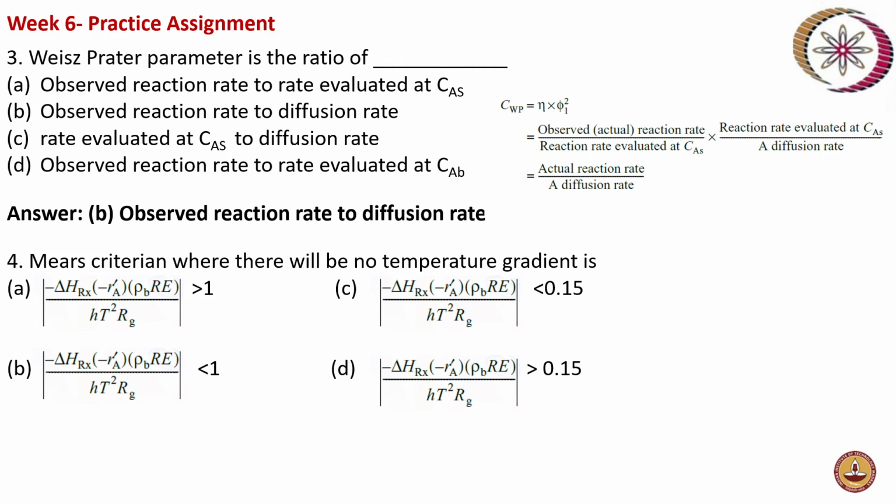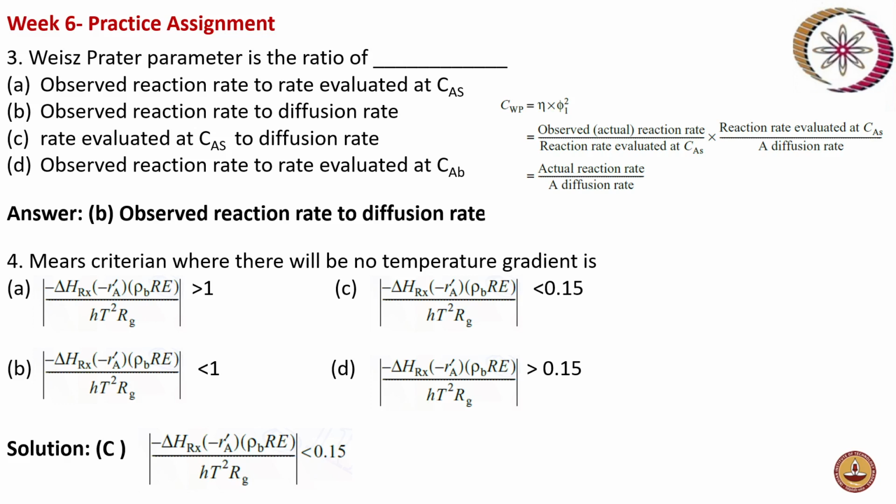So when does this happen? The correct answer is option C. So the Mears criterion with respect to temperature should be less than 0.15. So for both concentration based and temperature based, the Mears criterion should be less than 0.15 so that, whether it is the external concentration gradient or the external temperature gradient, there is no change in that relative to the internal conditions as well. Okay.